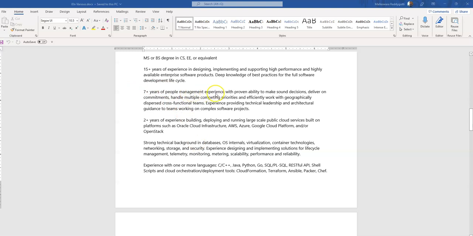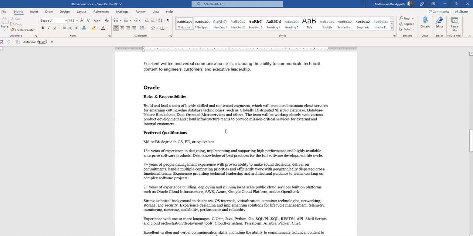7 plus years of people management experience with proven ability to make sound decisions and deliver on commitments. As a senior person or role, you have to take plenty of decisions based on the requirements you are receiving from the various stakeholders. That is the reason they are expecting this type of experience as well. At the same time, 2 plus years of experience in building, deploying and running large scale public cloud services built on platforms such as Oracle Cloud Infrastructure, AWS, Azure, Google Cloud Platform. As it is an architect role, usually people prefer at least more than one cloud, AWS and Azure or AWS and Google, so a combo type of thing.